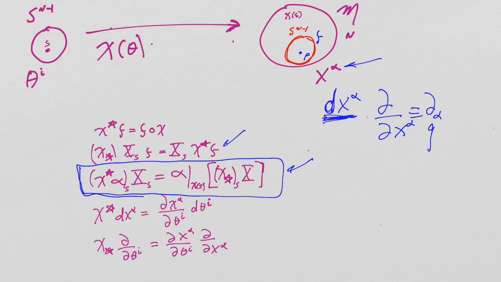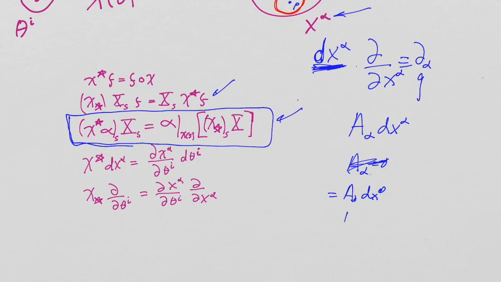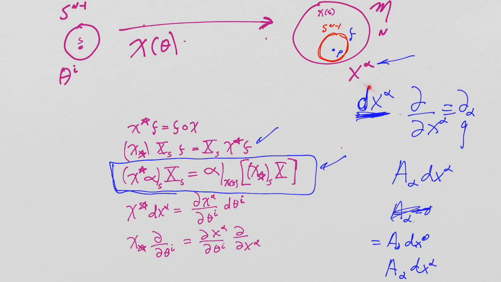So we want to know what this form field is. A regular form field would be A alpha dx alpha. Well, if all the A alphas are zero except for one particular one, say A zero, then that would equal A0 dx0. If we're speaking very generally, we just talk about A alpha dx alpha, an arbitrary one-form field. But if all the A alphas are zero except for one, then you're just dealing with the one-form field of, say, dx0 or dx1. That's what we mean by this: a one-form field with just one, the unit vector or the unit covector of a one-form field.